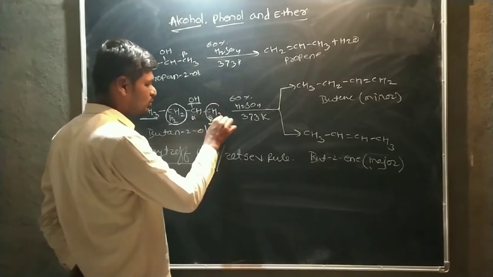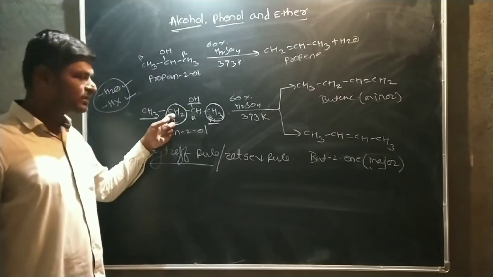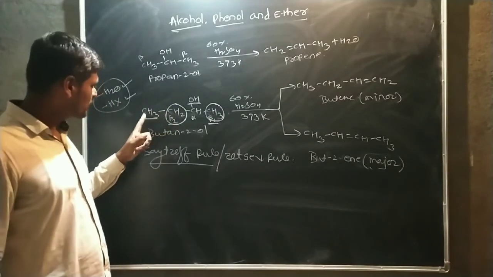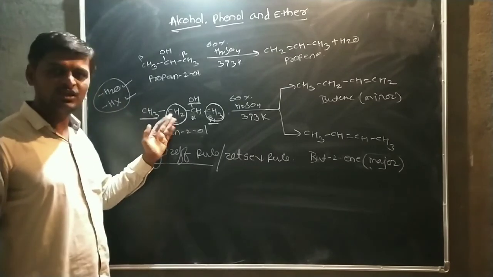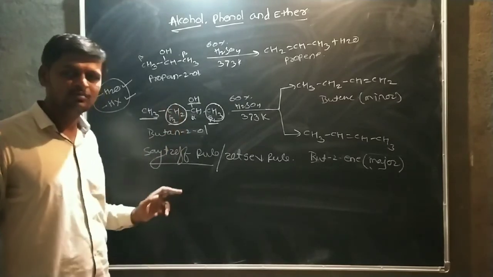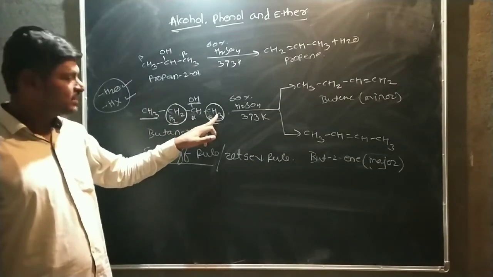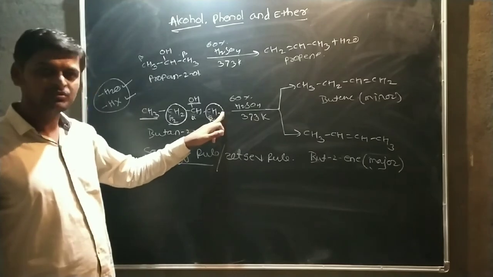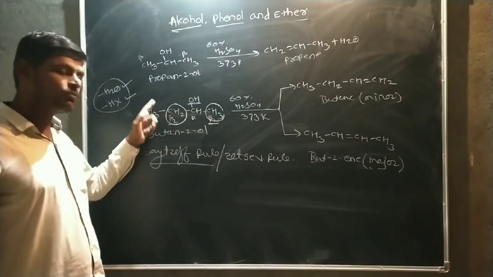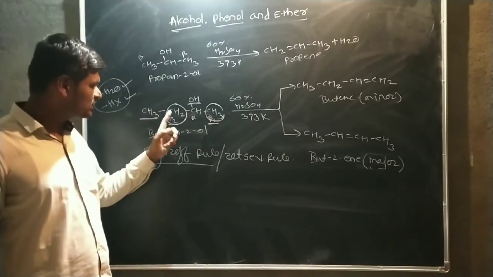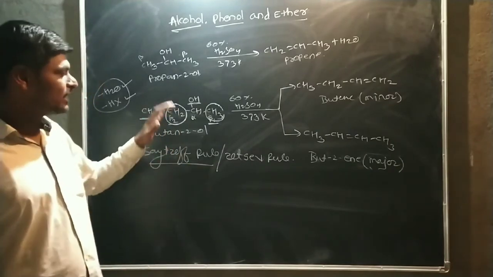Because this beta 2 carbon atom contains one alkyl group, while the CH3 group, the beta 1 carbon atom, is not attached to any alkyl group. Therefore, the beta 2 carbon atom has a greater number of alkyl groups than the beta 1 carbon atom, which has no alkyl groups attached, so it is less substituted. This carbon atom, which contains one methyl group, is considered the more substituted carbon atom.